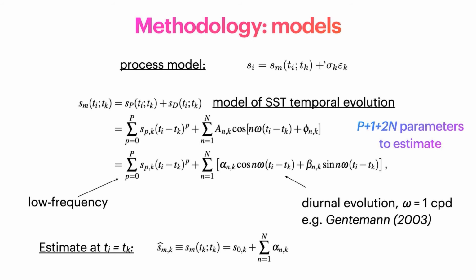So we have this process model, as I told you, but what about this model of SST temporal evolution? We're going to use a model that has two components. The first component is called SP, and the second component is called SD in this case. The two components of this model model two very different things. The first part, SP, is going to model a low frequency temporal evolution of SST.